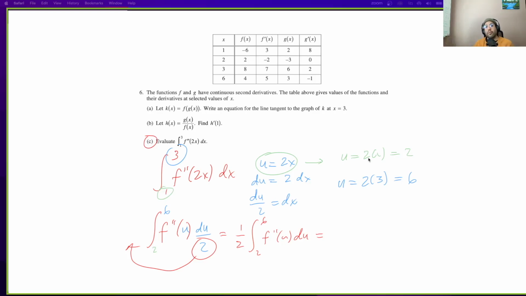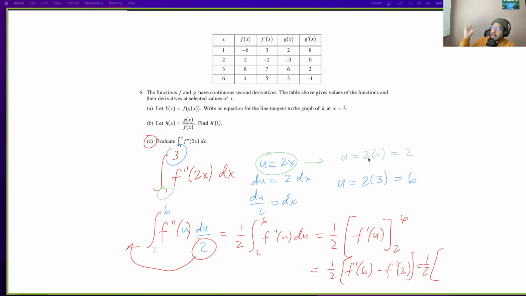So we could think of this almost like an x, but again, it's still in u. So the antiderivative of f double prime of u is going to be f prime of u, from 2 to 6. I can go ahead and plug the value of 2x back in, but then I have to change my parameter, so why not just keep it this way? So according to the first fundamental theorem of calculus, this is now f prime of 6 minus f prime of 2. And let's go ahead and simplify this. Looking back at our table, f prime of 6 is going to be 5 minus f prime of 2, which is going to be -2.